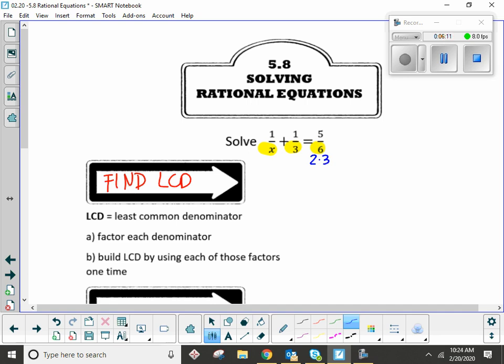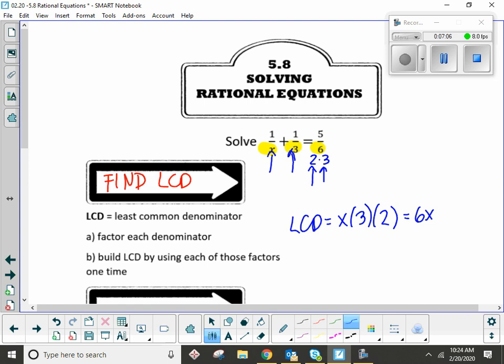And so then part B says you want to build your LCD by using each of those factors one time. So here's how I'm going to build my common denominator. It needs to have an x in it. It needs to have a 3. This second denominator has to be represented, and we're going to be multiplying these things together. And then it needs to have a 2 and 3 for that one, but I already have a 3, so I'm not going to write it again. But it does need a 2 because it doesn't have a 2 yet. And when I multiply that, what is that? 6x, which is what we already knew we were going for.